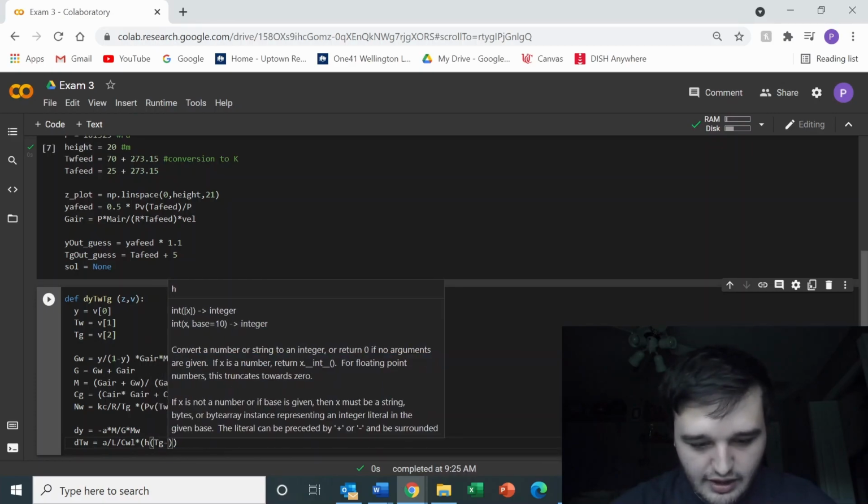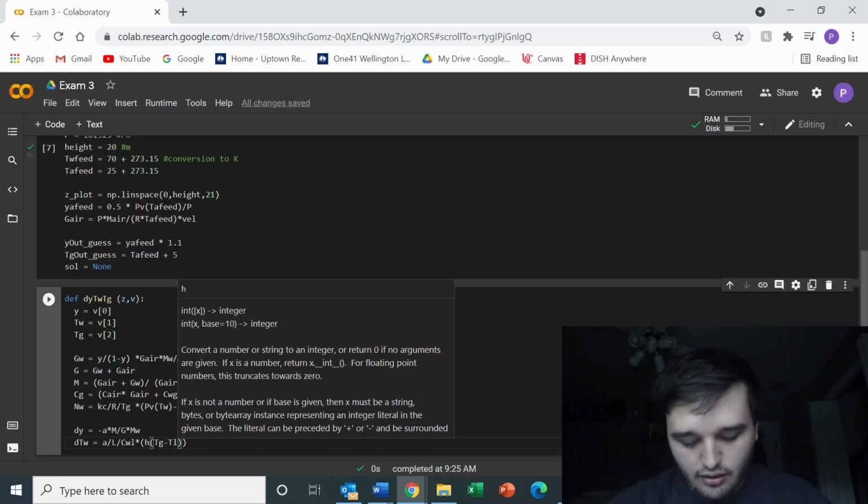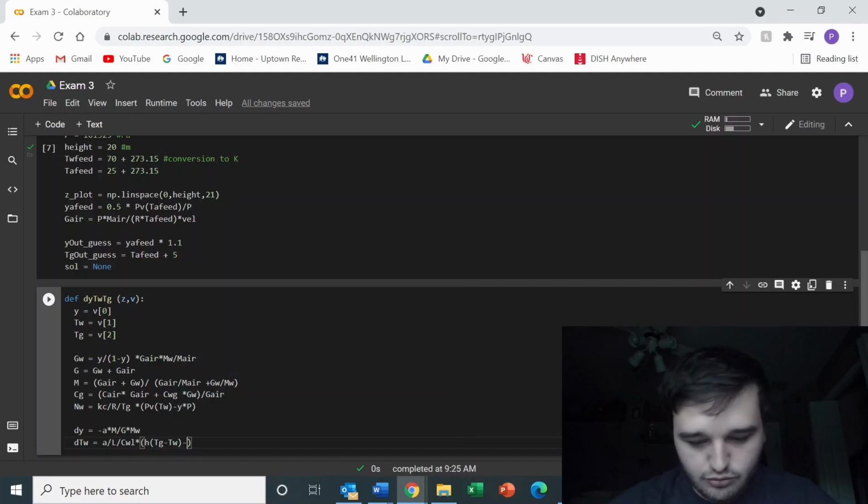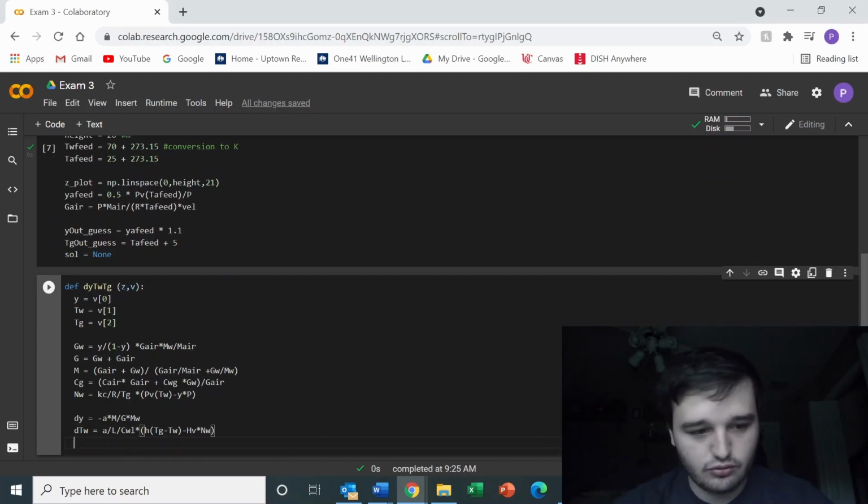In this case, it's between the gas and the water. And then we also need to subtract the enthalpy of vaporization times that Nw, which we just defined up closer. Again, like I said, these differential equations wouldn't work if you didn't define these functions up here beforehand.